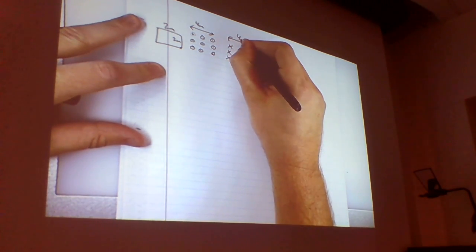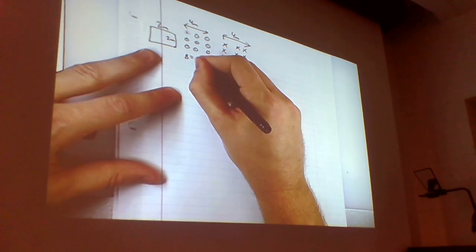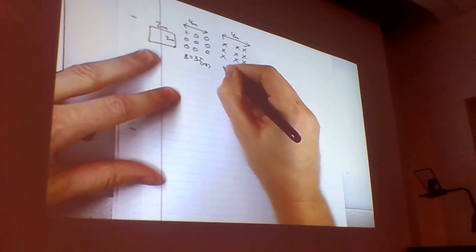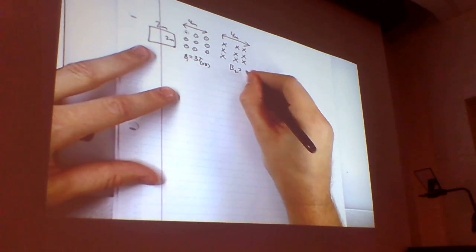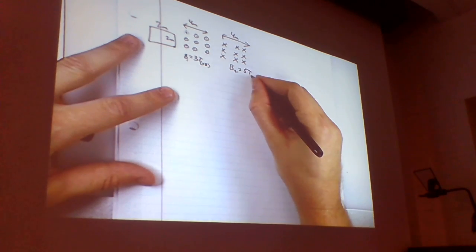Sorry about that. And this can be B1 equals 3 Tesla, obviously in positive Z. And then B2 equals, let's say, 5 Teslas in the negative Z.